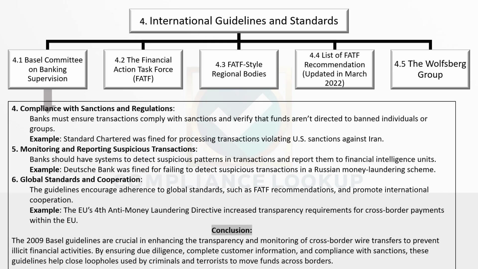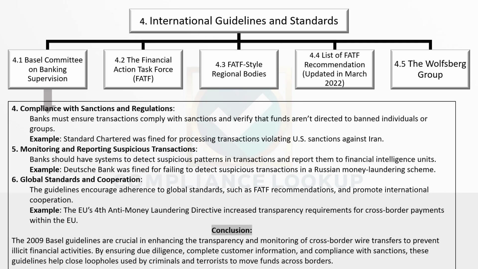Real example: the EU's Fourth Anti-Money Laundering Directive of 2015 implemented regulations that required member states to increase transparency in cross-border payments. The directive specifically targeted cover payment messages, ensuring that all transfers between EU countries were properly documented and transparent, preventing money laundering and terrorist financing.